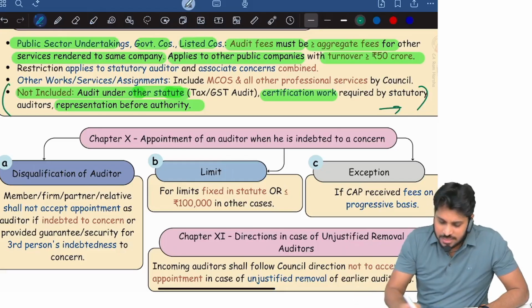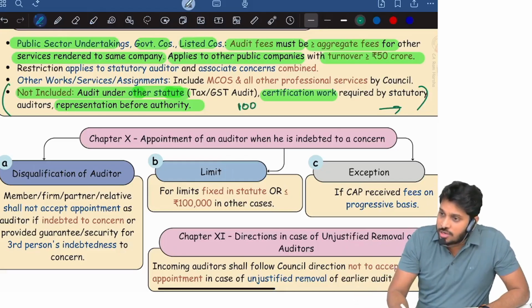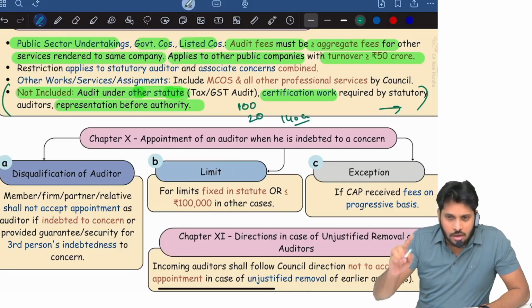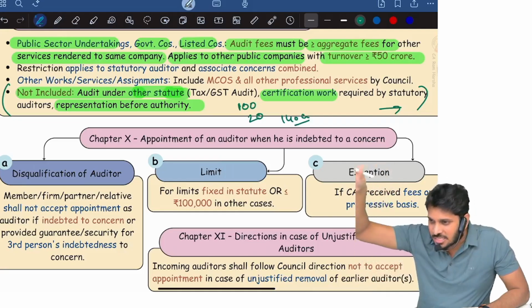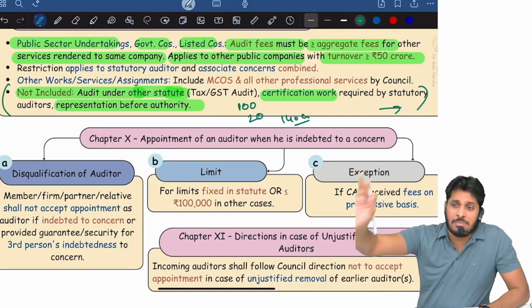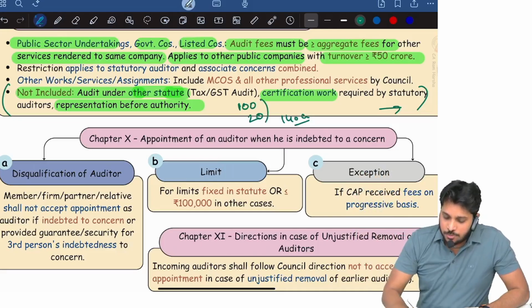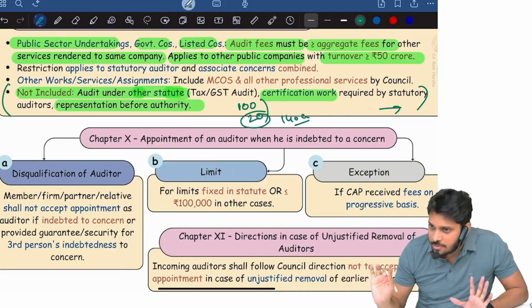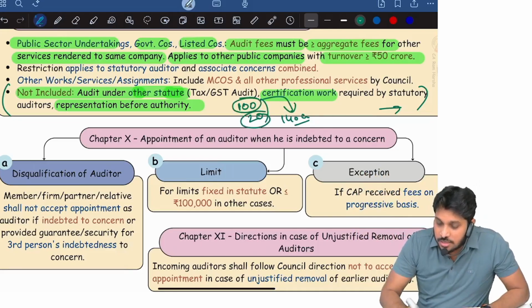For example, I am getting 100 crore stat audit fee, and I am also getting 20 crore for representation services, and I am getting 140 crore with respect to internal audits, various types of audits, for example, from one big client. Now since both of these are nowhere counted for limit purposes, only audit fees is considered for this. Understood?